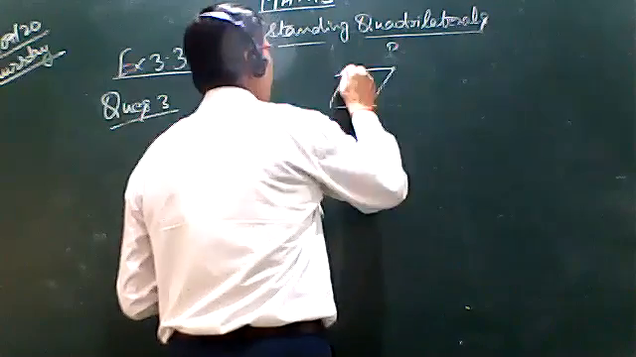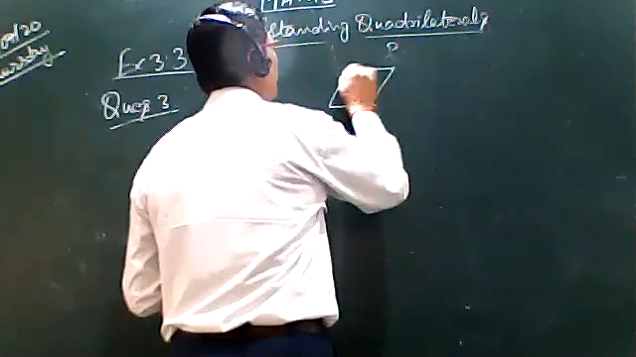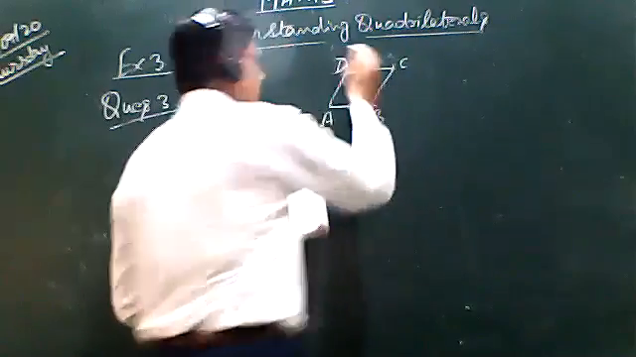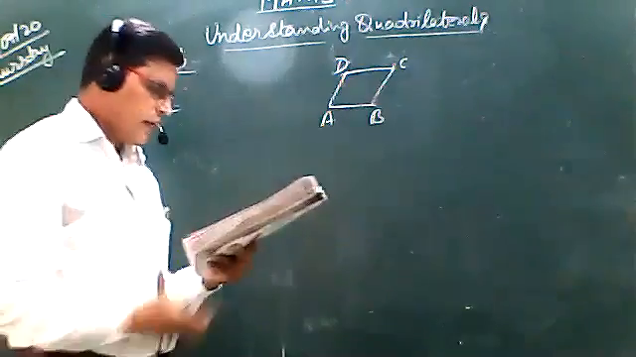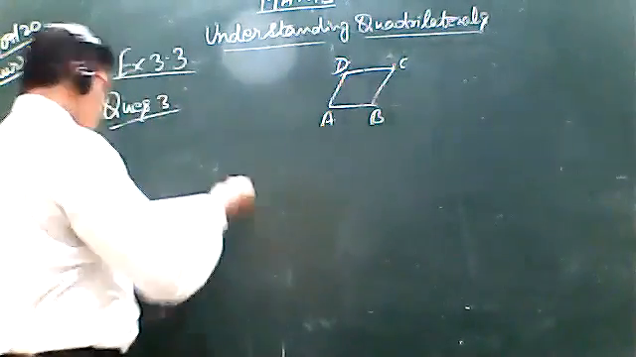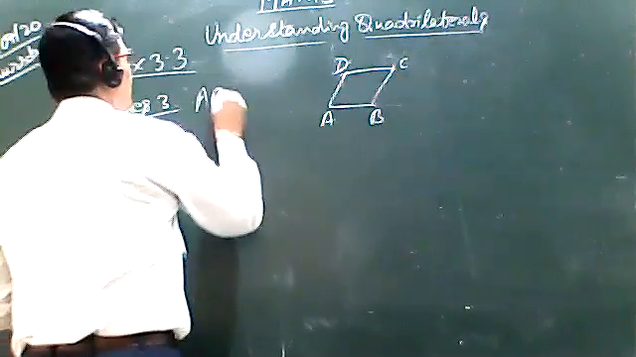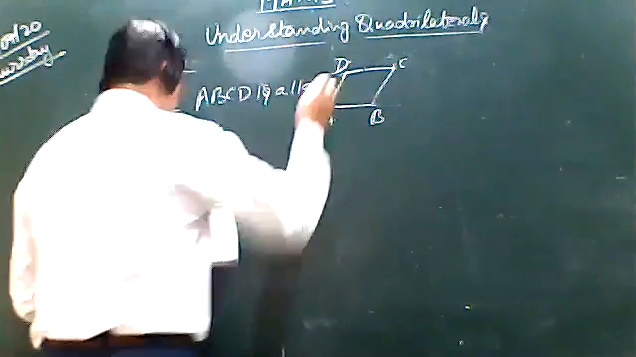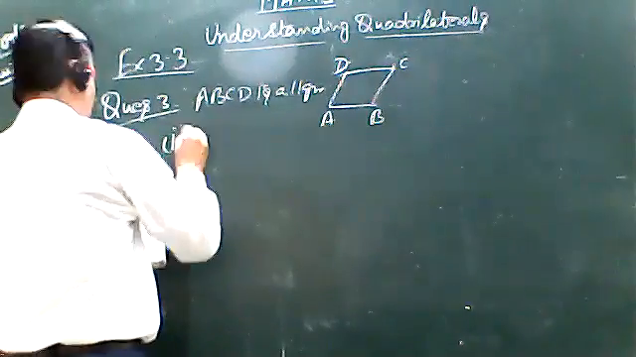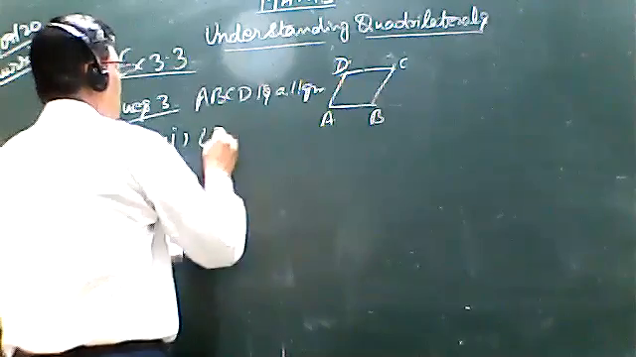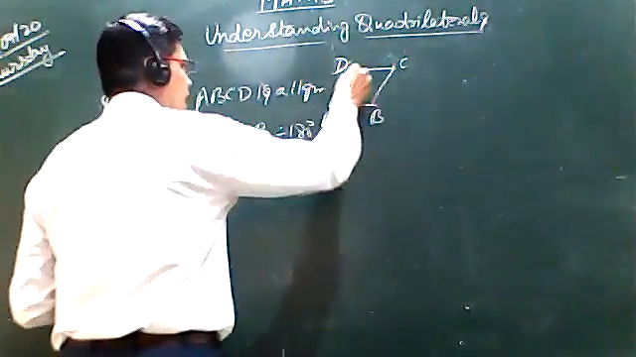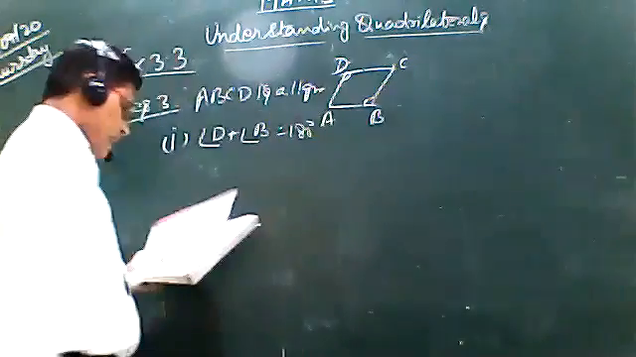Now here we draw. B C D. हमने एक parallelogram draw किया. Now the first part: ABCD is a parallelogram. Now first part: angle B plus angle B is equal to 180. This angle and this angle is 180 degree.